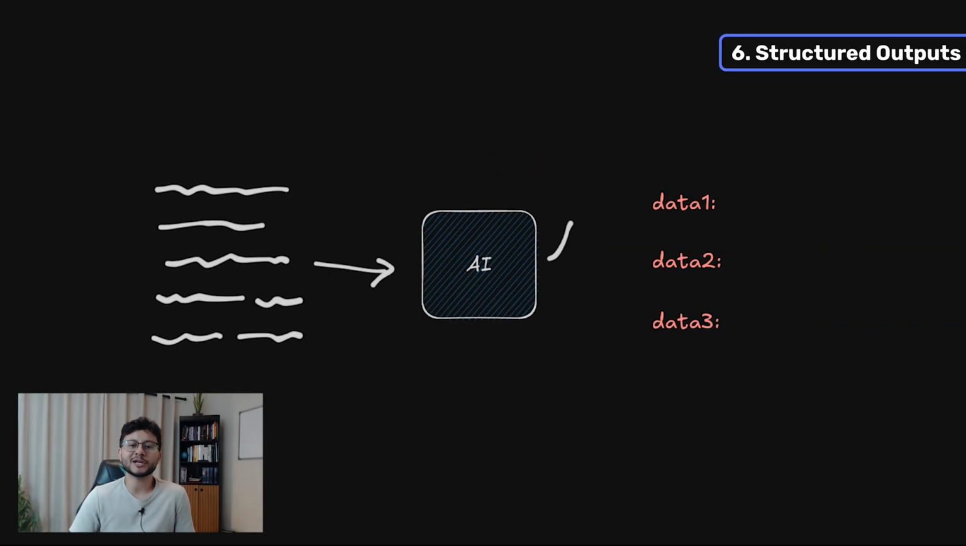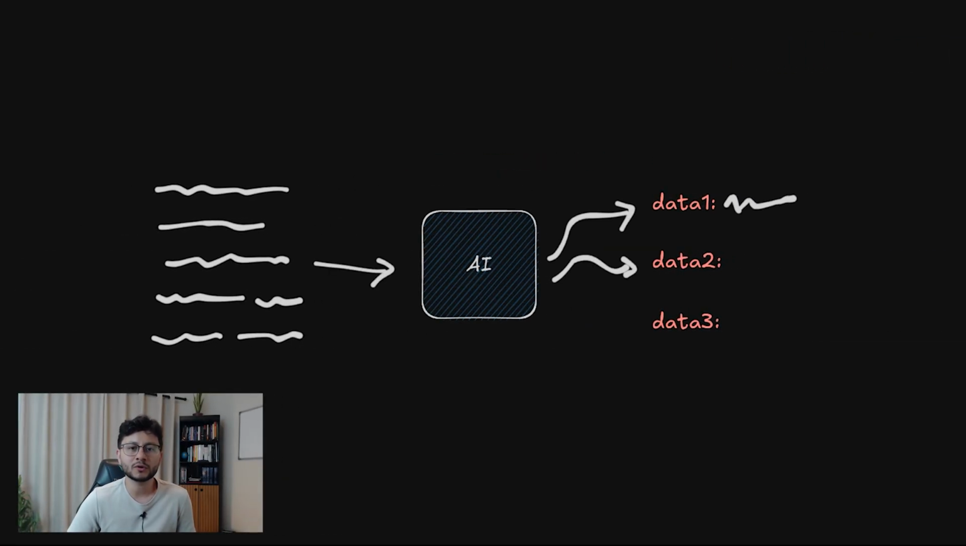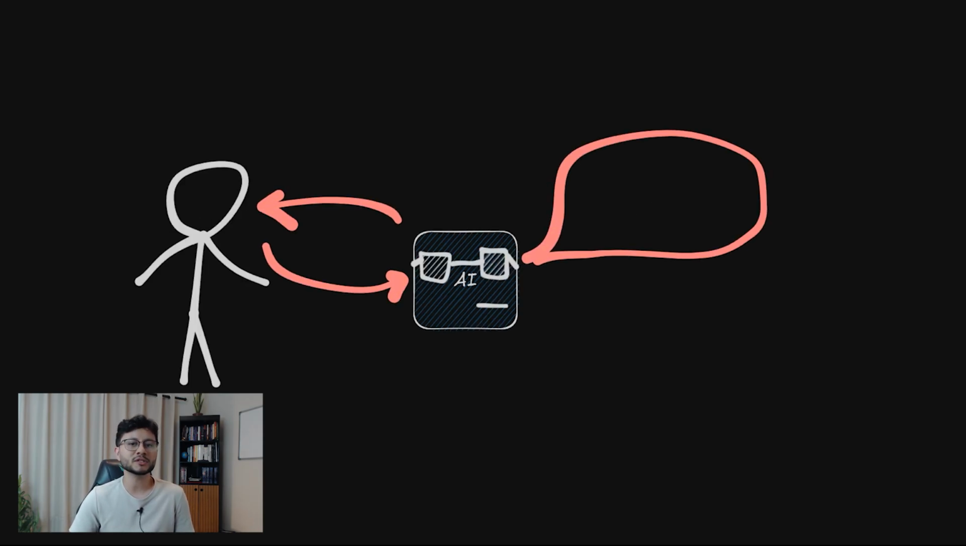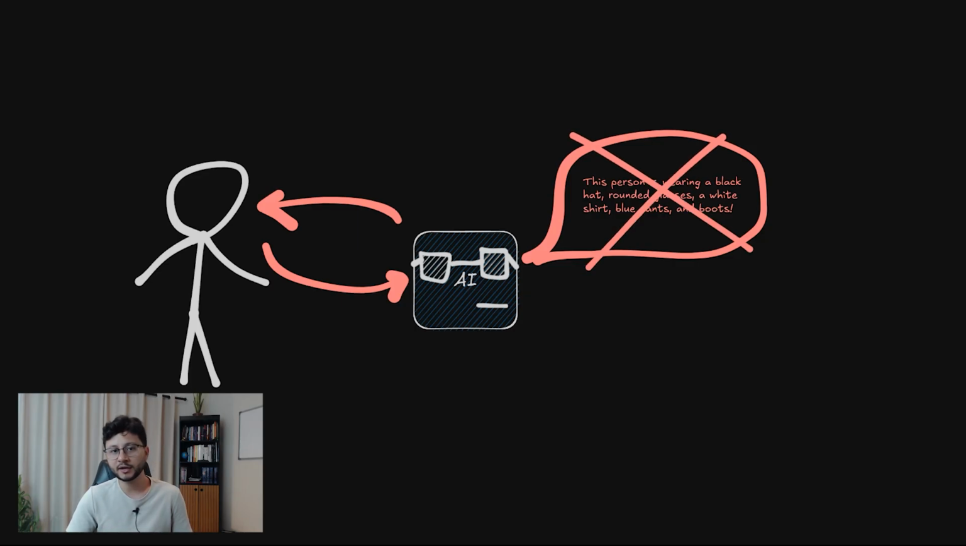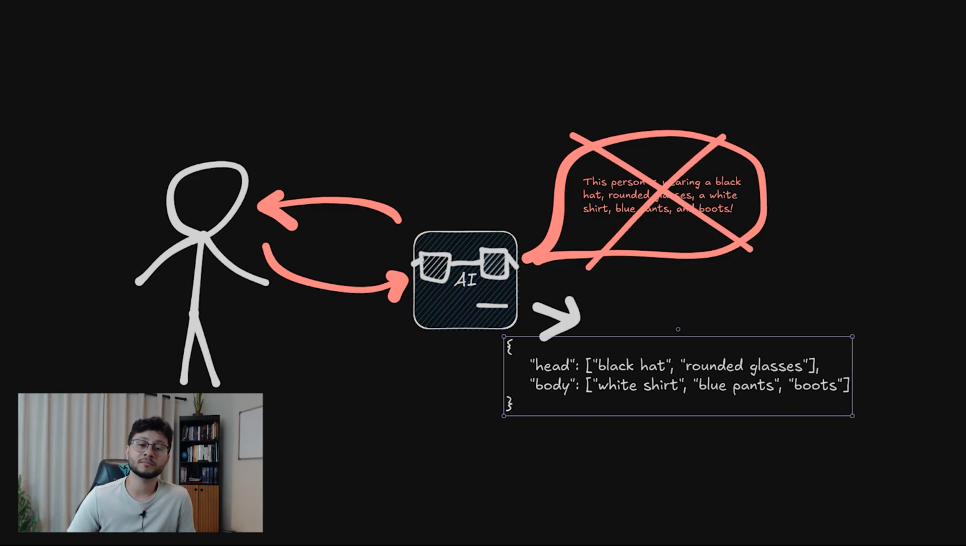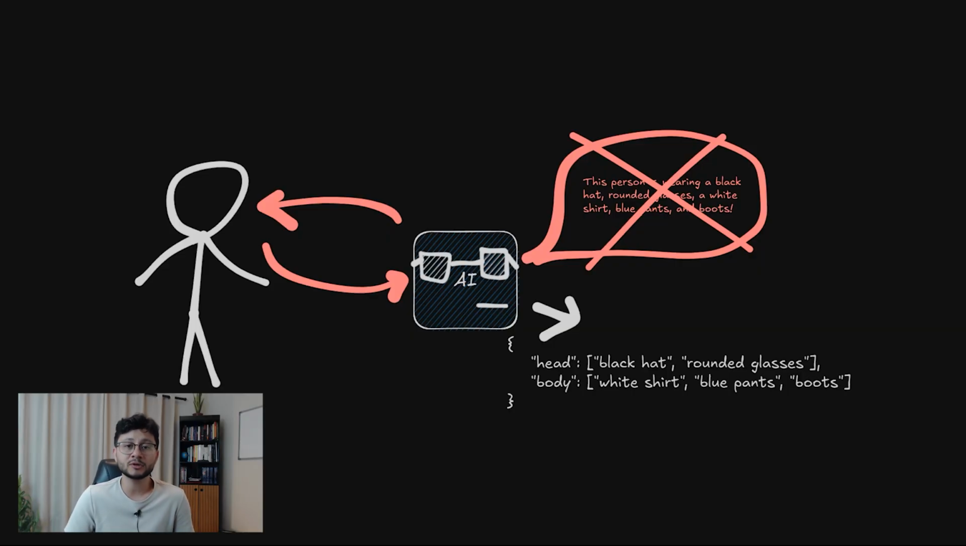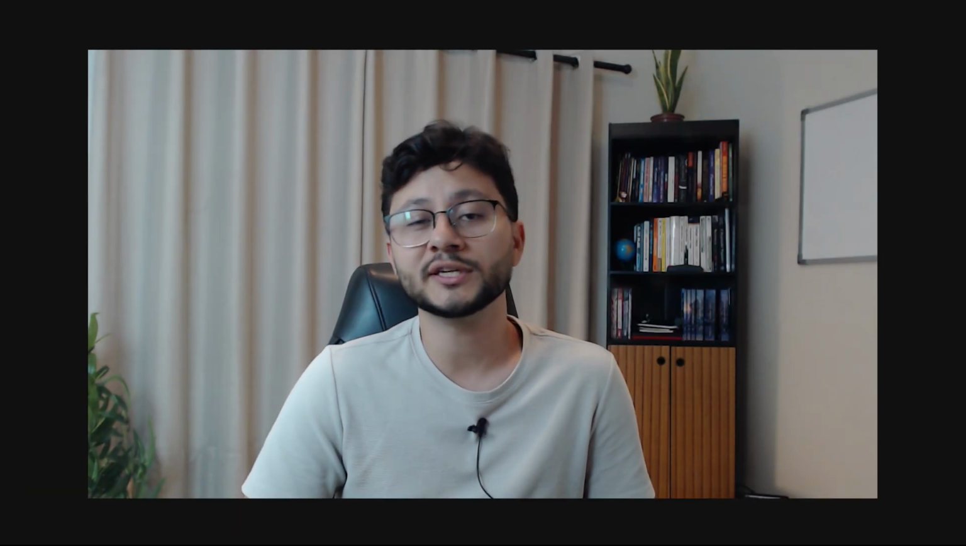Sixth is structured outputs. This is very useful for getting data back in a predictable format. For example, instead of "this person is wearing a black hat, rounded glasses, a white shirt, blue pants, and boots," you could request, "give me a JSON back with what he's wearing on the head, what he has on his body," and so on. This is more reliable and allows you to define field expectations, improving response quality. Ideally, you should just use this when structured data is crucial. Avoid using it in conversational agents.